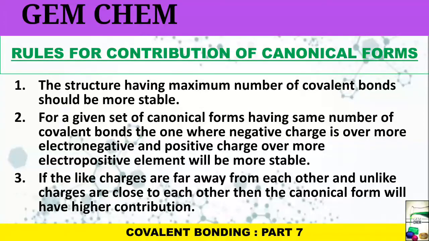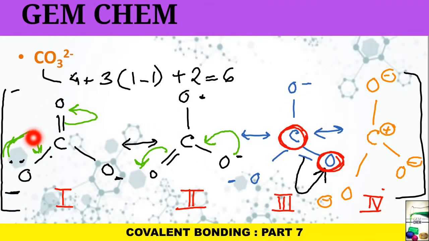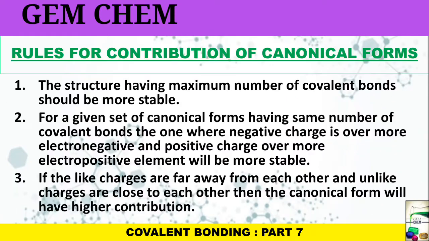Now we will see the rules for contribution of canonical forms. Now the structure which has the maximum number of covalent bonds should be more stable. So from here we can understand that since structures 1, 2 and 3 have the maximum number of covalent bonds, these are more stable than structure 4. Next point is that for a given set of canonical forms having the same number of covalent bonds, the one where negative charge is over the more electronegative and positive charge over the more electropositive element will be more stable.